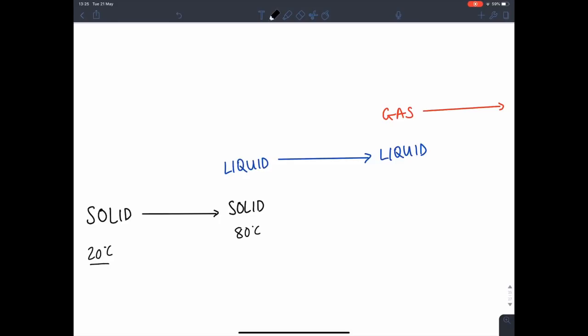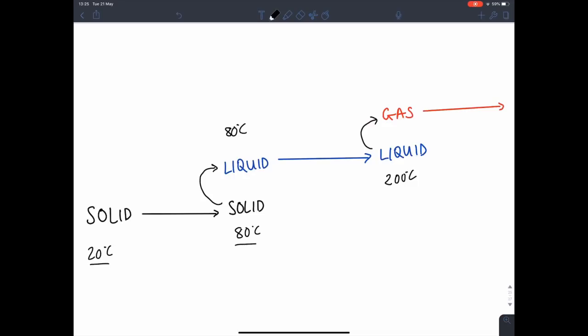So the solid has become hotter. Now, after 80 degrees, we continue to heat it. However, we notice that the solid begins to melt and it turns into a liquid. Now, this liquid, again, is 80 degrees. Then we heat up the liquid, so the temperature of the liquid now begins to rise, from 80 degrees to, let's say, 200 degrees Celsius. Once we get to 200, we heat it up even more, and then the liquid turns into a gas.